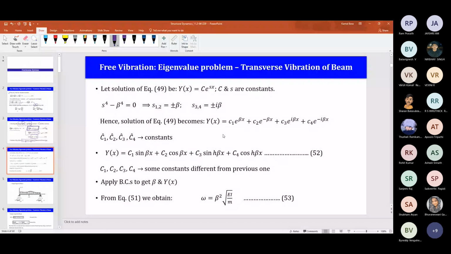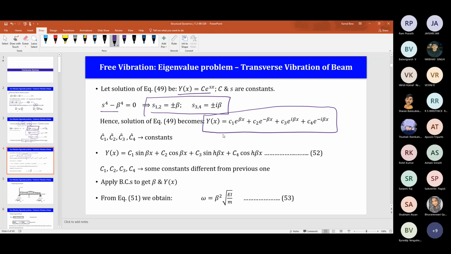Let us say the solution is like this. It is a fourth order equation, so I'll get 4 roots, that is plus minus beta and plus minus i beta. So my general solution will look like this. Then using the Euler transformation, e raised to i beta x, I can write cos beta x plus sin beta x, and similarly for e raised to beta x in terms of hyperbolic functions. So I can write it like this, where C1, C2, C3, C4 are some different constants apart from C1 hat, C2 hat, C3 hat, and C4 hat.